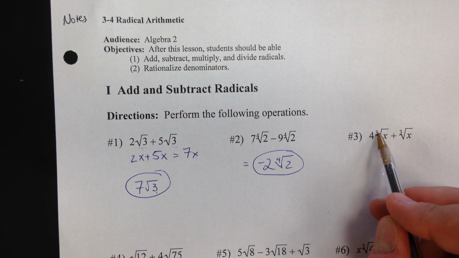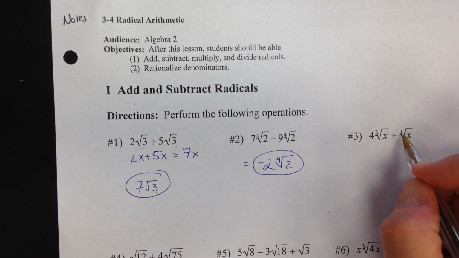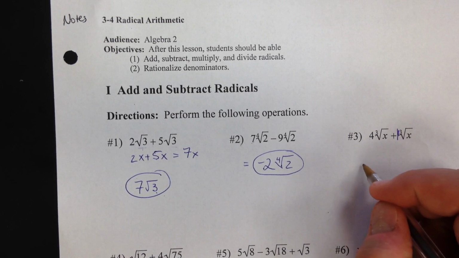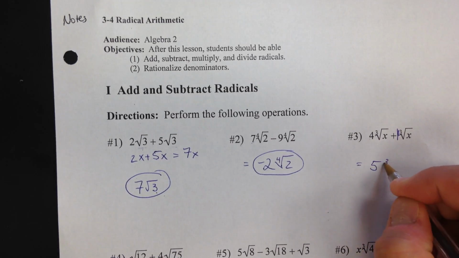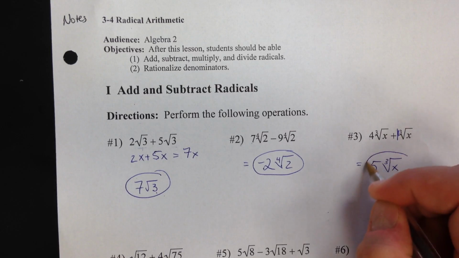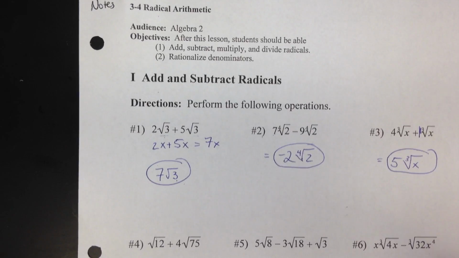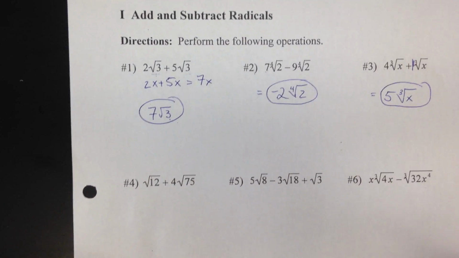Number 3, 4 times the cube root of x plus, that's a 1, times the cube root of x. So 4 plus 1, and what we get is 5 times cube root x. 5 cube root x. Okay, and that's as far as you can go. So again, it's like combining like terms.